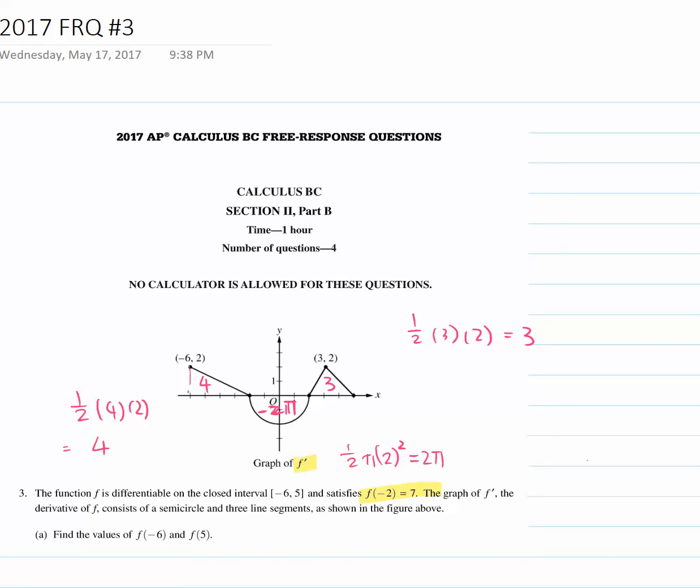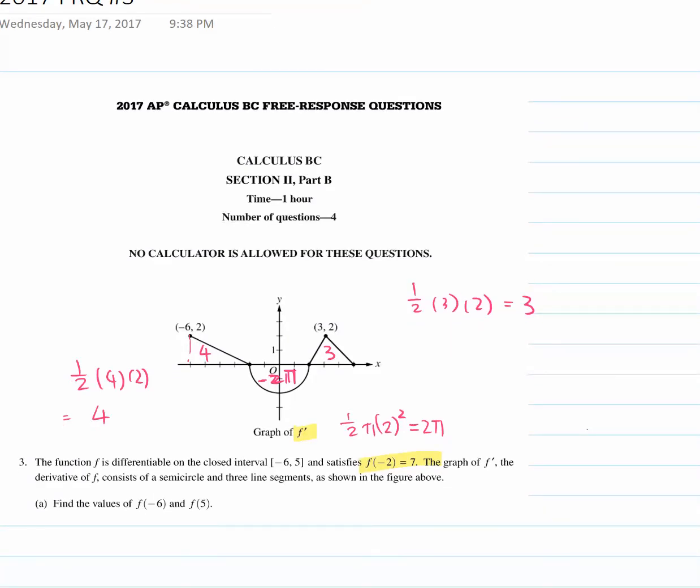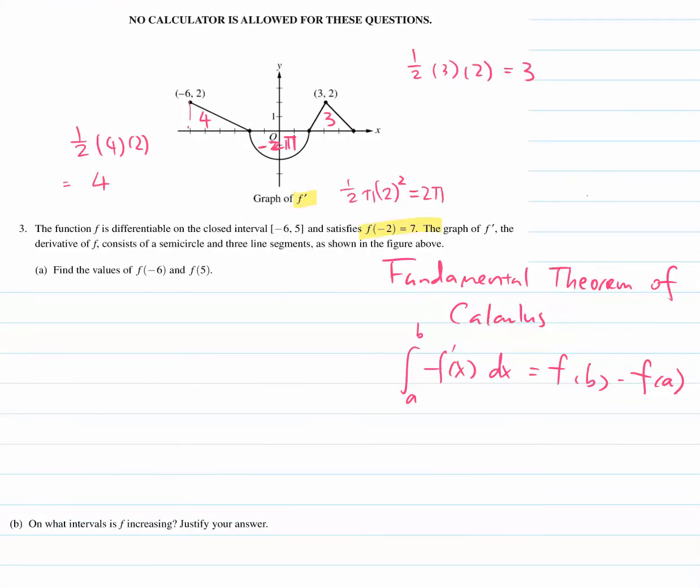And now we need another equation to find part A. So we want to find f of negative 6 and f of 5. What we have to recall here is the fundamental theorem of calculus, which states that if we have a function f of x and its derivative f prime of x, the integral from a to b of f prime of x dx equals f of b minus f of a.